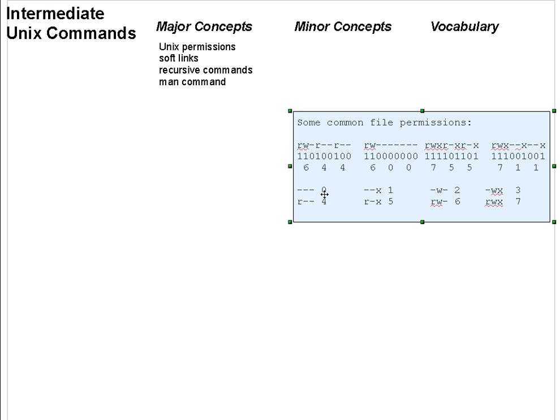All turned off is a 0. Only execute turned on is a 1. Only write turned on is a 2. Write and execute a 3, and so it goes throughout these 8 possibilities. If you're familiar with binary numbers, you'll recognize that I'm counting upward in binary from 0 to 7. This is 111, read, write, execute, and that would be a binary 7.